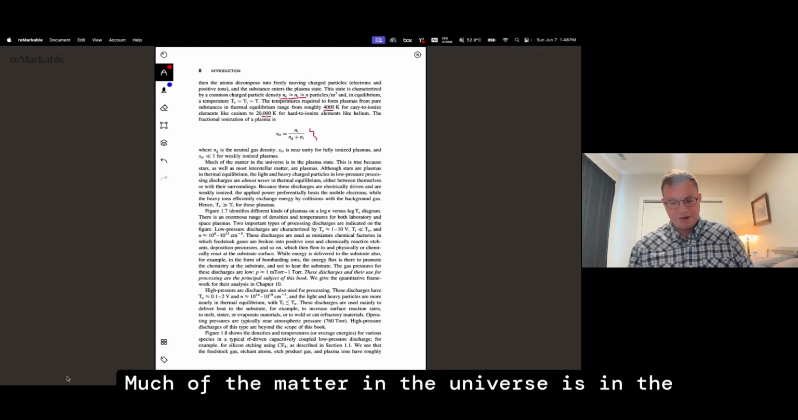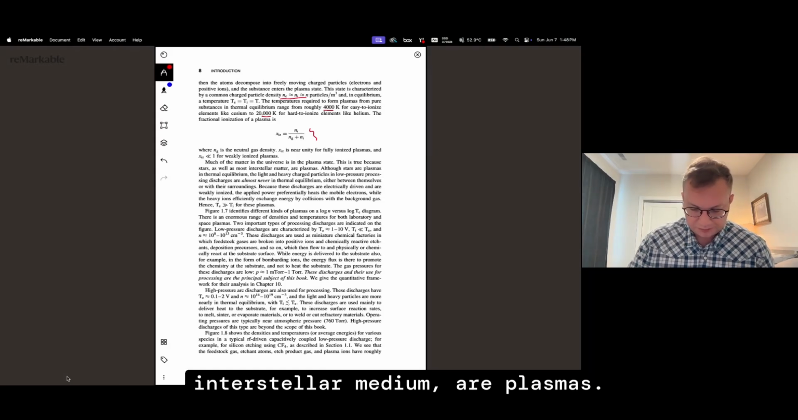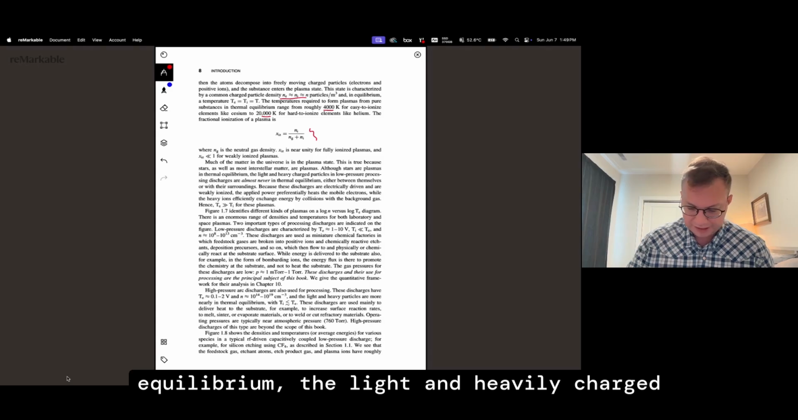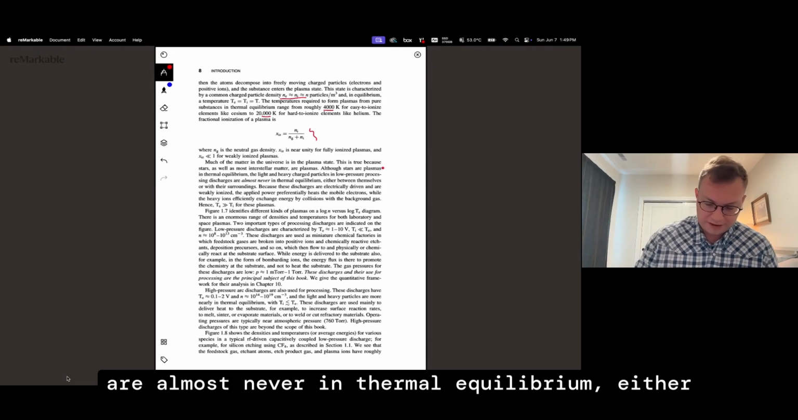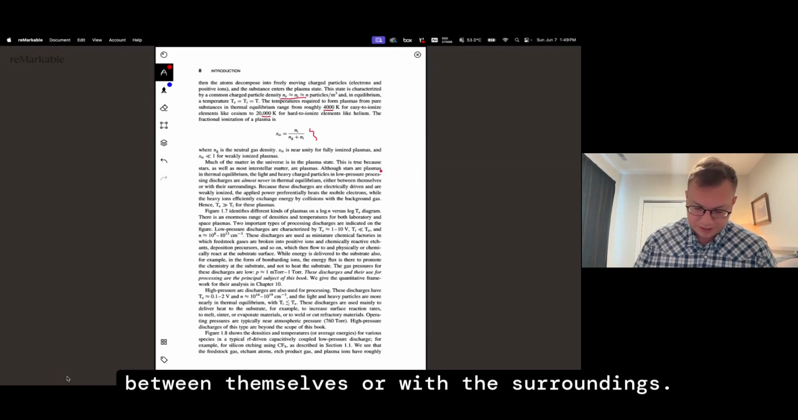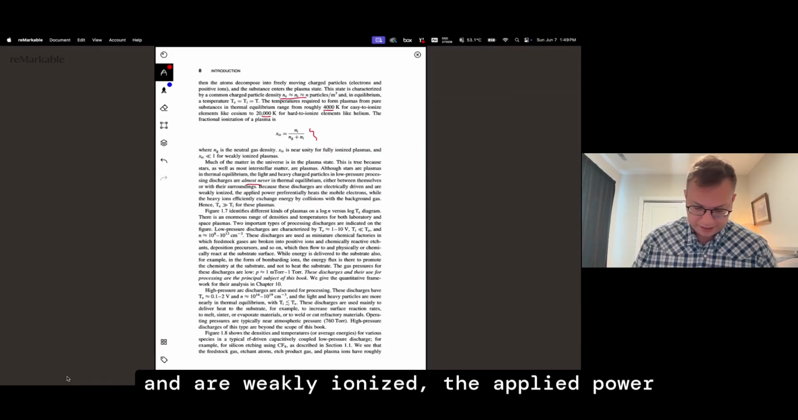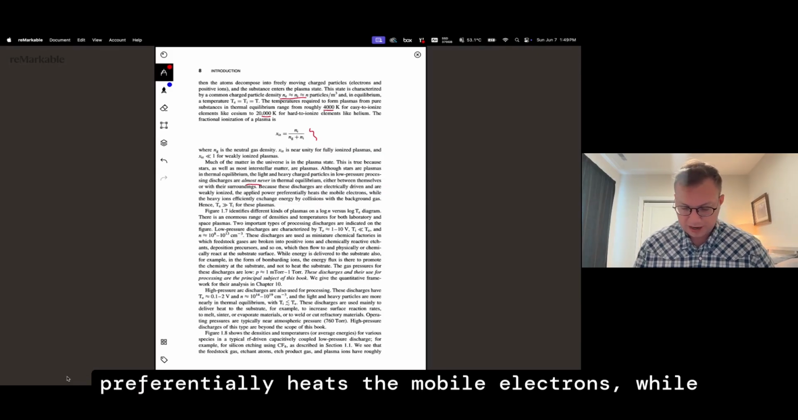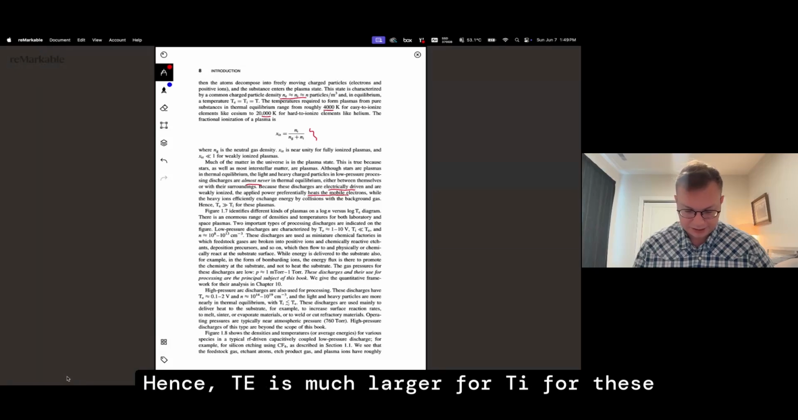Much of the matter in the universe is in the plasma state. This is true because stars, as well as most of the interstellar medium, are plasmas. Although stars are plasmas in thermal equilibrium, the light and heavy charged particles in low pressure processing discharges are almost never in thermal equilibrium, either between themselves or with the surroundings. Because these discharges are electrically driven and are weakly ionized, the applied power preferentially heats the mobile electrons, while the heavy ions efficiently exchange energy by collisions with the background gas. Hence, T_e is much larger than T_i for these plasmas.